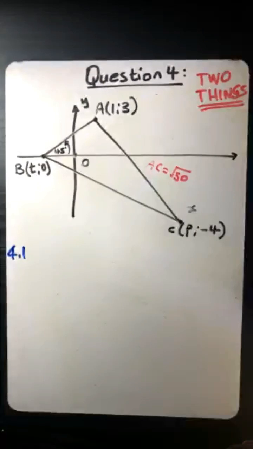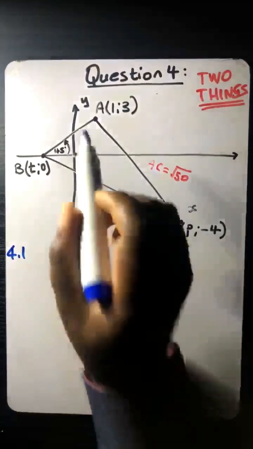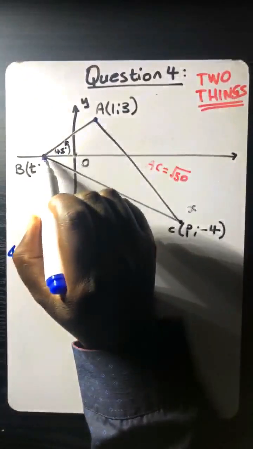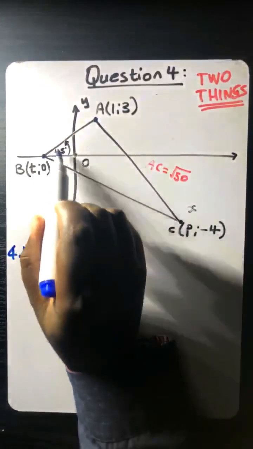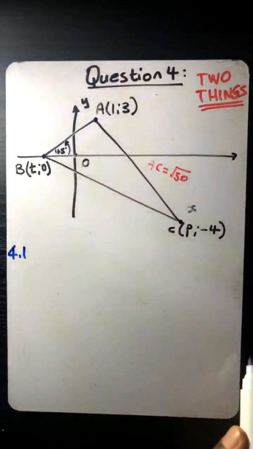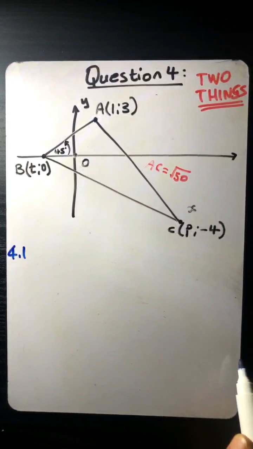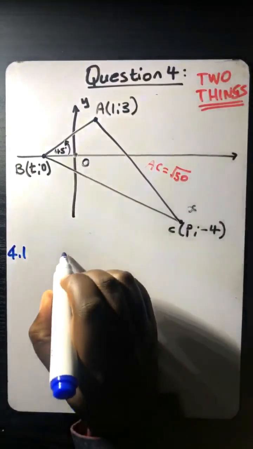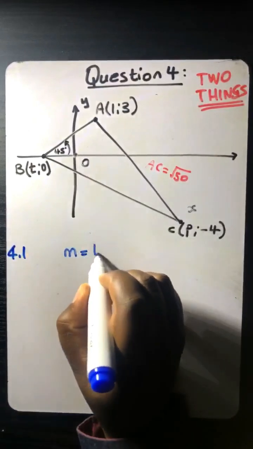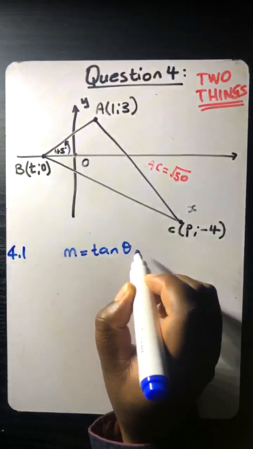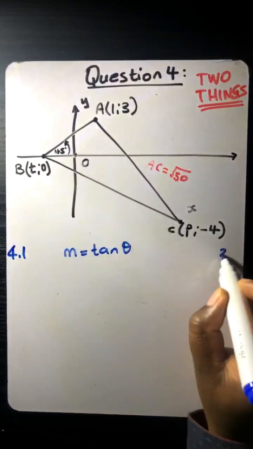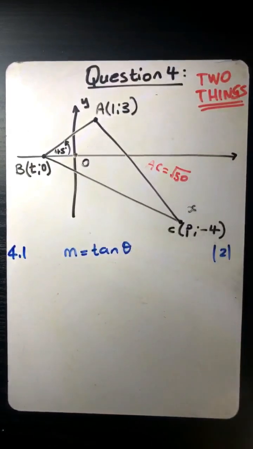Determine the gradient of AB. If you remember, there is A, there is B. And I've said this all the time: the moment you are given an angle, or the moment an angle is involved, always remember this formula which says the gradient is equal to tan of an angle. And you can see this question is allocated 2 marks.